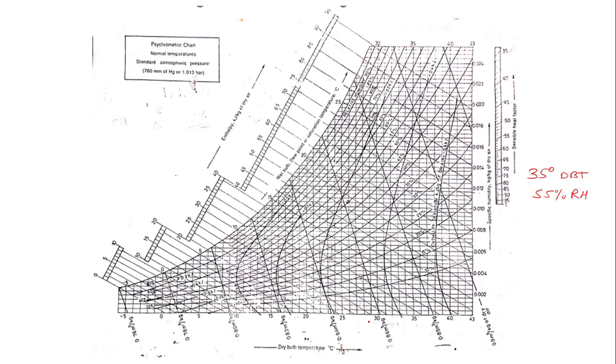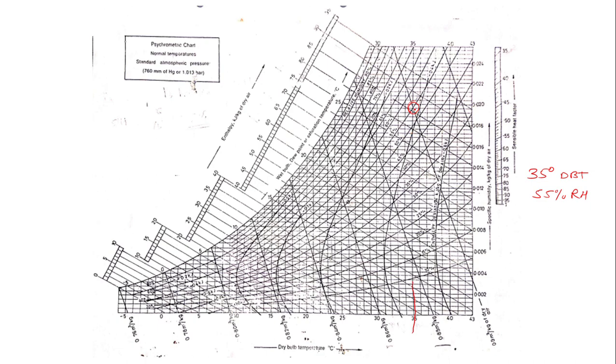So I look for DBT. These are the DBT lines, 30, 35, fine. The line which is running vertically over here is the 35 DBT line. And wherever this 35 DBT line intersects the 55% RH curve, so this is the 50% RH, this is the 55% RH, I will get that particular point over here. So this is that particular point.